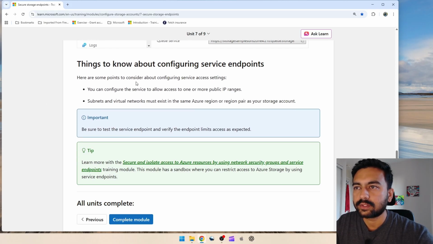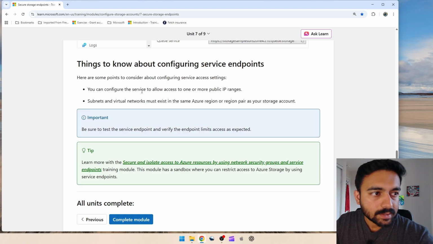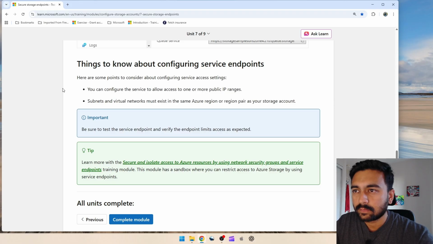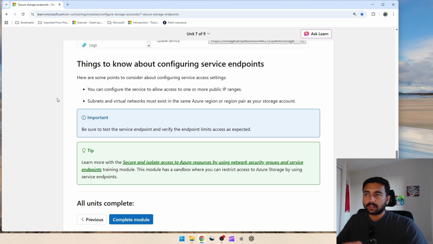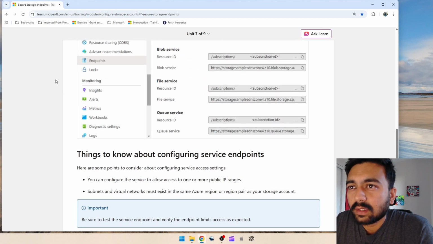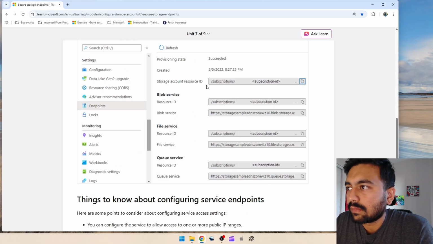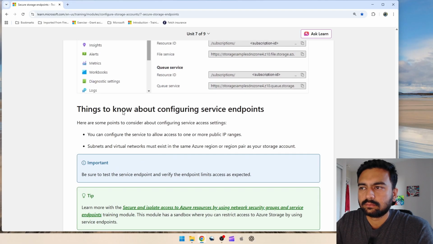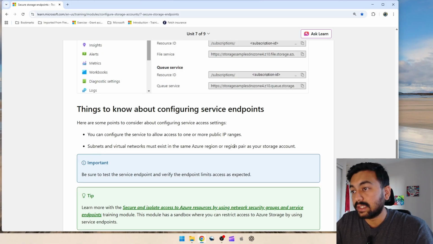Things to know about configuring service endpoints. There are some points to consider about configuring service access. We're able to configure these two. Interesting, I didn't know. You can configure the service to allow access to one or more public IP ranges. Subnets and virtual networks must exist in the same region or region pair.